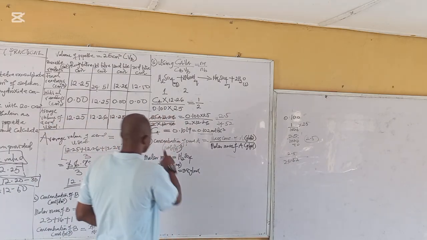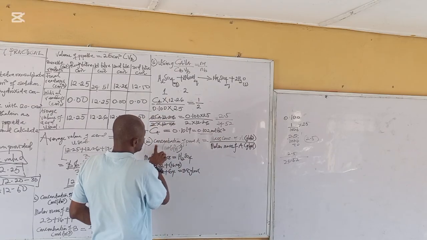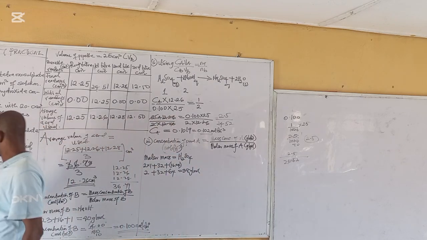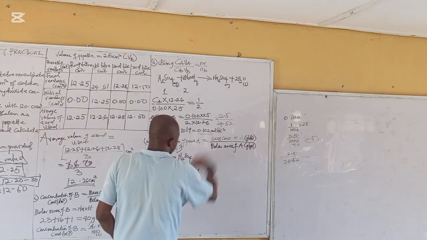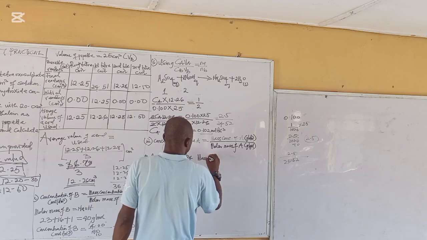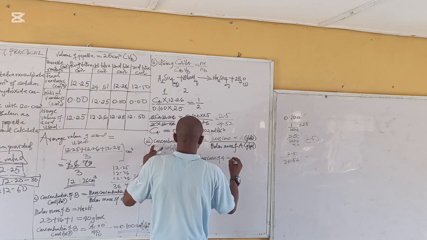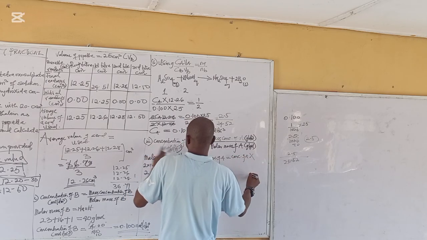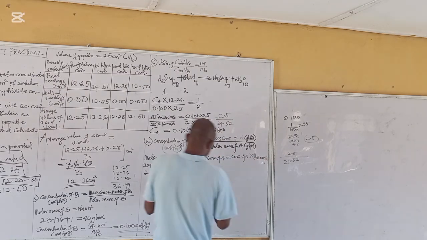So the concentration of pure A is what we get in B, the concentration of pure acid in gram per dm cube. We will cross multiply. When you cross multiply, you have your mass conc of A equal to concentration of A multiplied by molar mass of A.